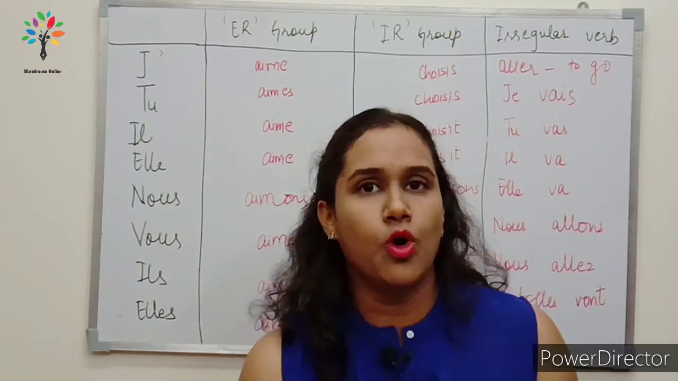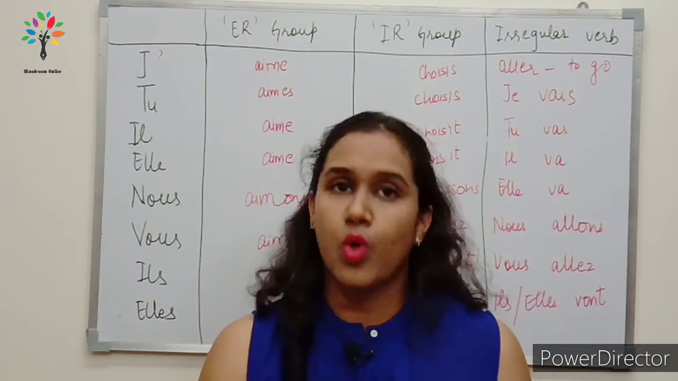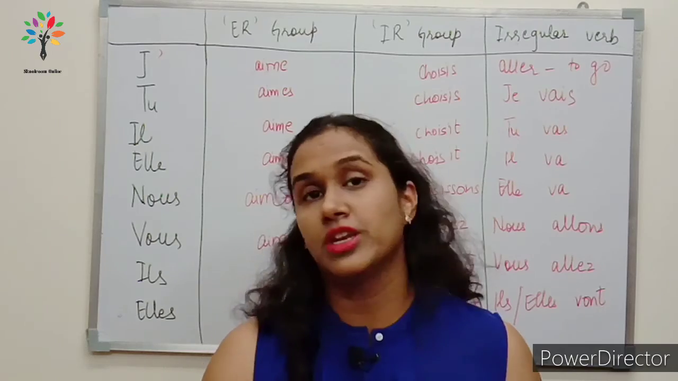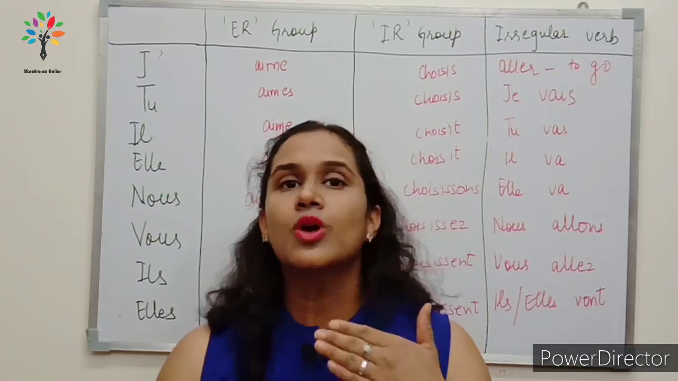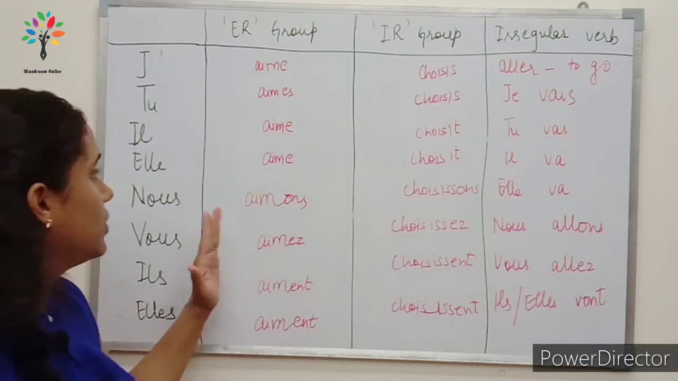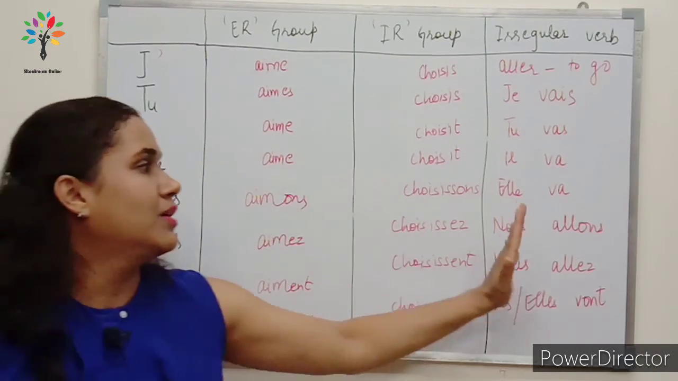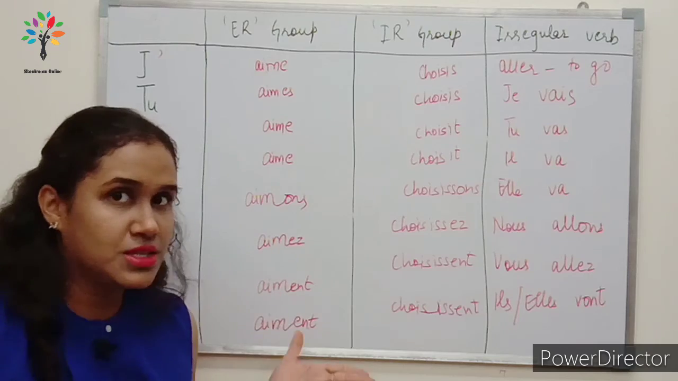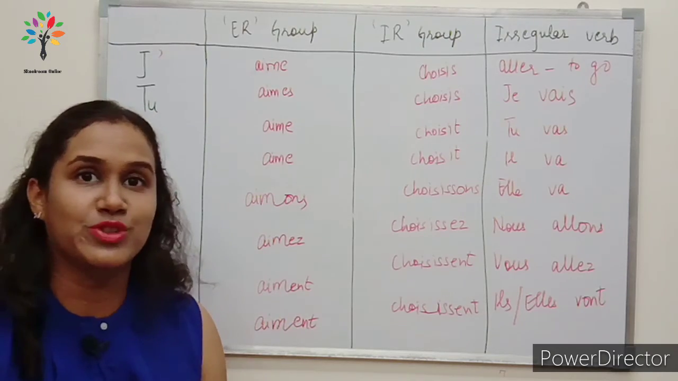From now on I will try to include one irregular verb conjugation in each of my videos, so gradually you will learn these. I think for today you need to just remember the ER, IR and aller group. Practice these verbs and keep learning, keep enjoying.